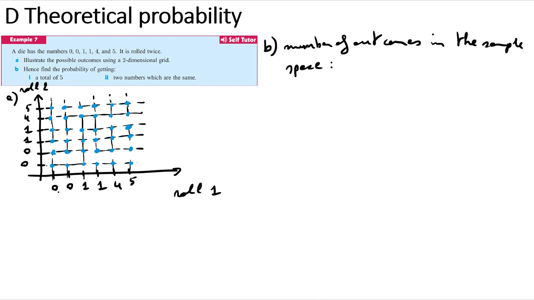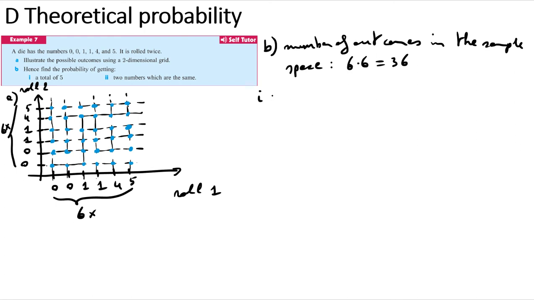For the first roll we have 6 possible outcomes. For the second roll we have 6 possible outcomes. So the number of outcomes in the sample space will be 6 times 6, which is 36. So we have in total 36 possible outcomes in the sample space.